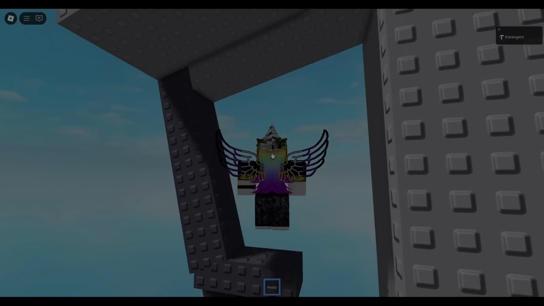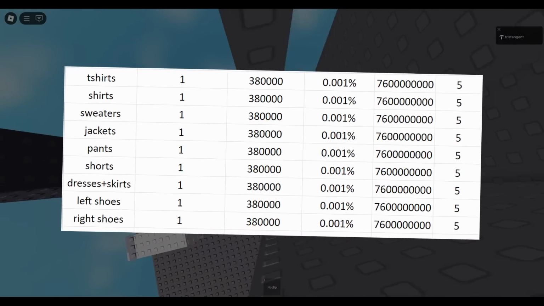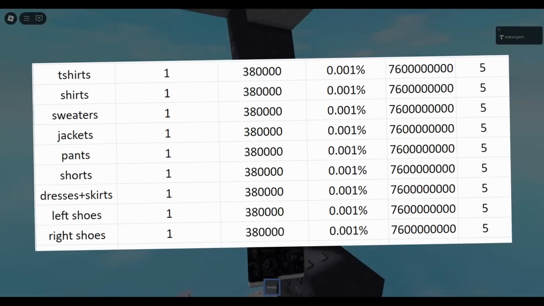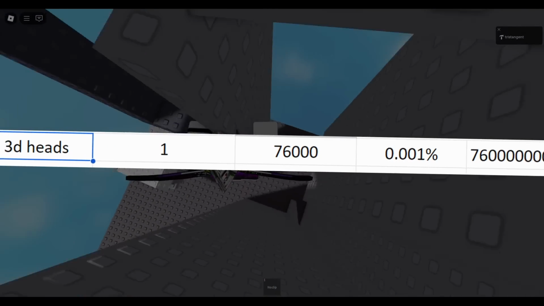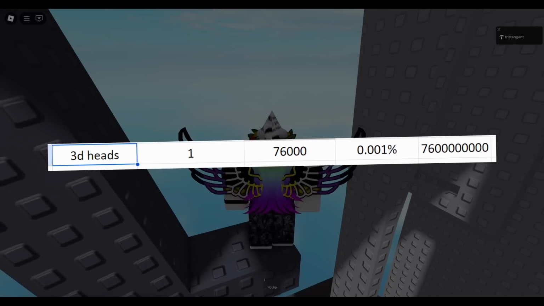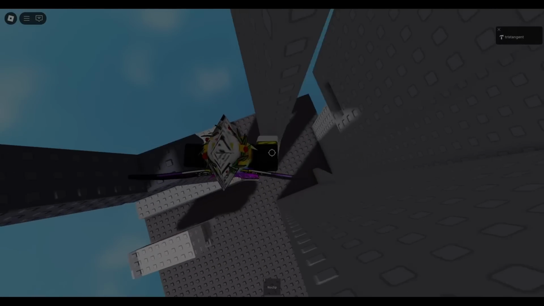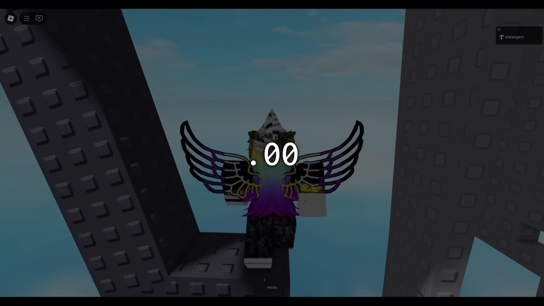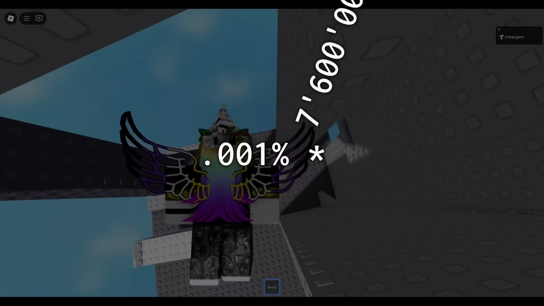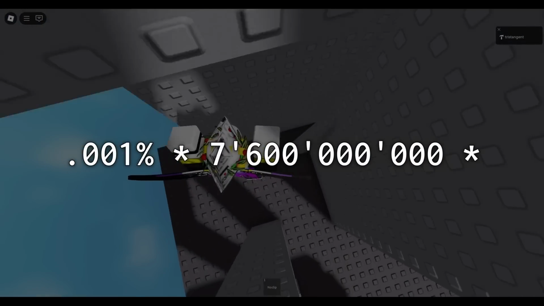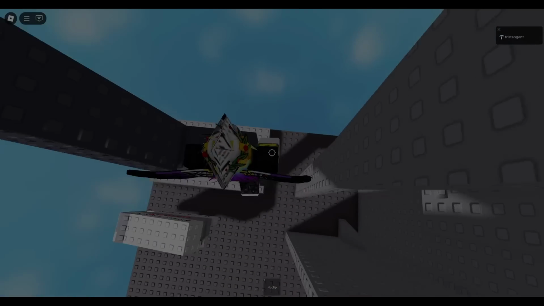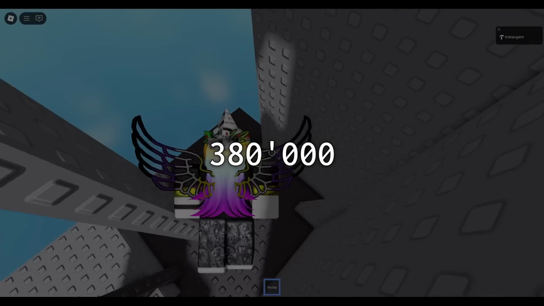So following that, I'm assuming 5 items are made in each category, as most things are on here, minus 3D heads, which I'm guessing only 1 has been made on each account, because realistically, how the fuck do you make more than 100,000 unique heads? All we need to do here is take 0.001%, multiply that by 7.6 billion, then multiply that by 5 for each category, getting 380,000 items on the catalog.